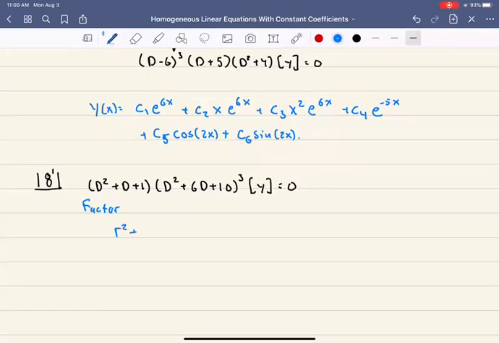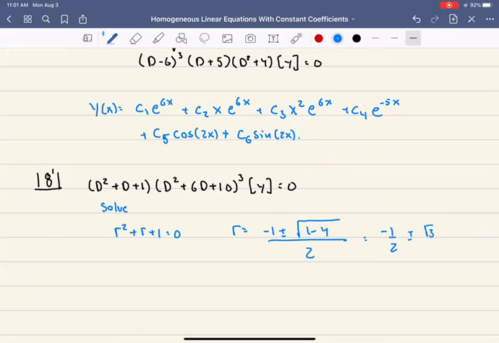We're going to need to factor r squared plus r plus 1, okay? So when we solve this, we're going to do the quadratic equation. r equals what? Negative 1 plus or minus square root of 1 minus 4 all over 2. Okay, so negative 1/2 plus or minus root 3 over 2 i.